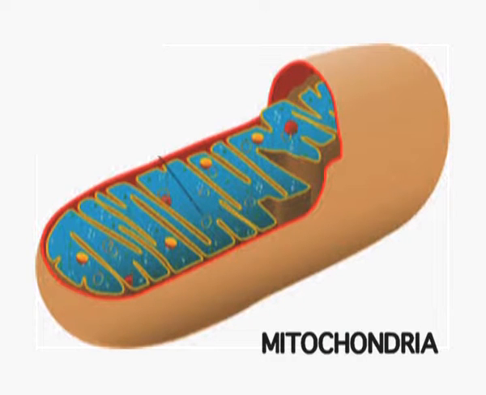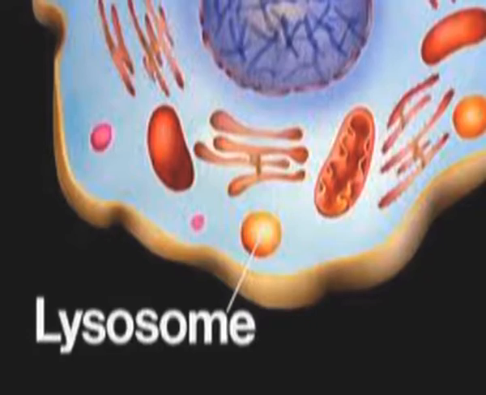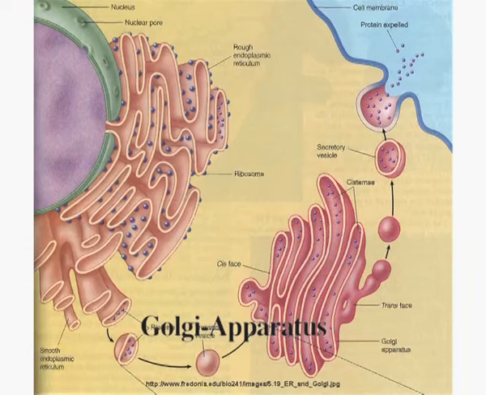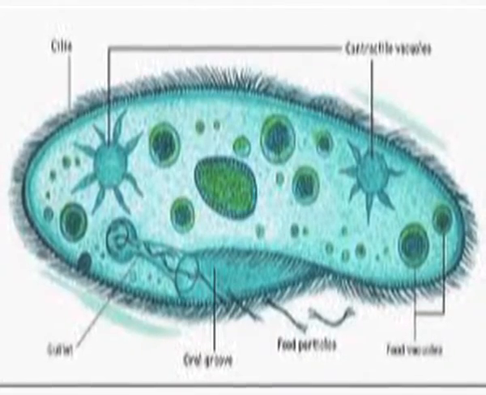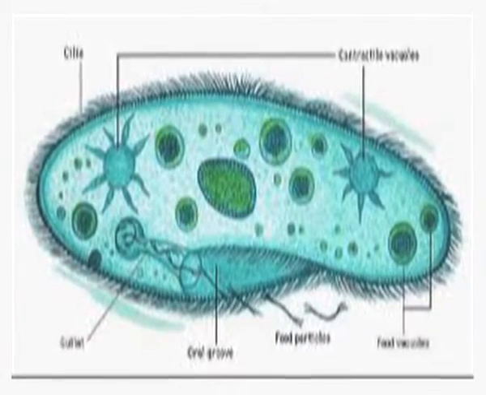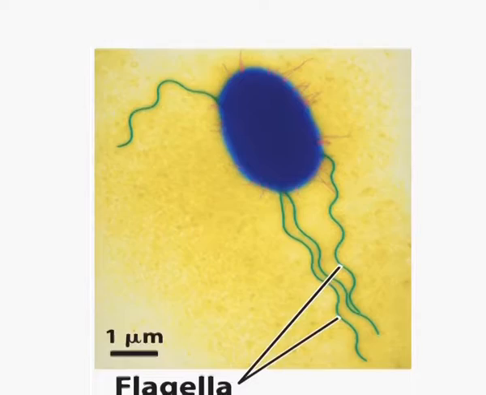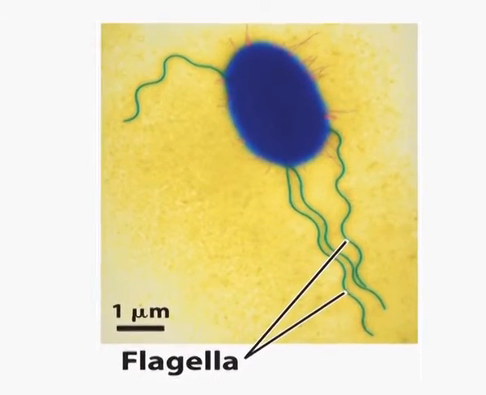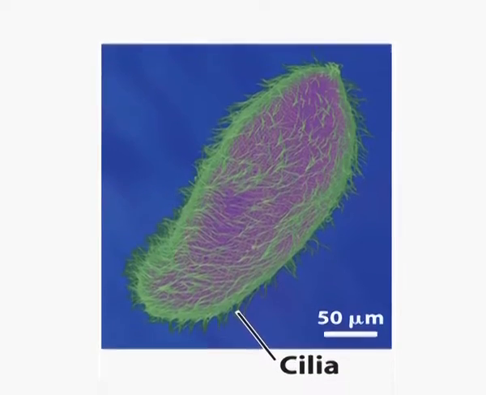That is, they have membrane-bound organelles, mitochondria, lysosomes, Golgi apparatus, etc. They have a protoplasmic grade of organization. And just like monerans, these are also microscopic. They cannot be seen with the naked eye. Locomotion in these protoctistans is either by flagella or cilia or pseudopodia.